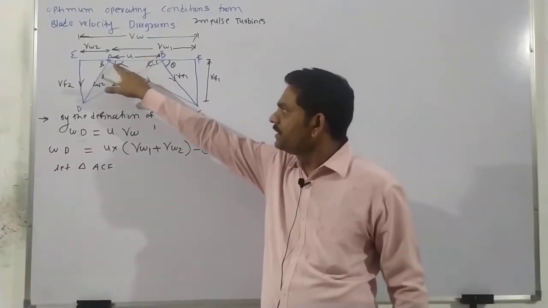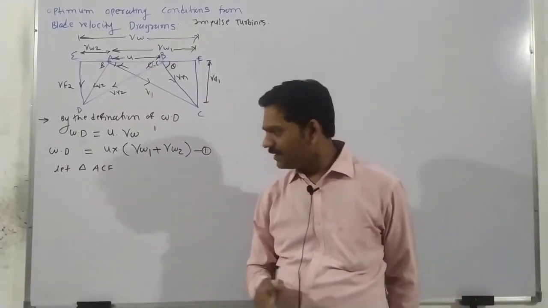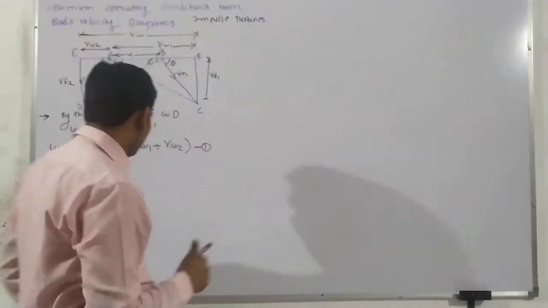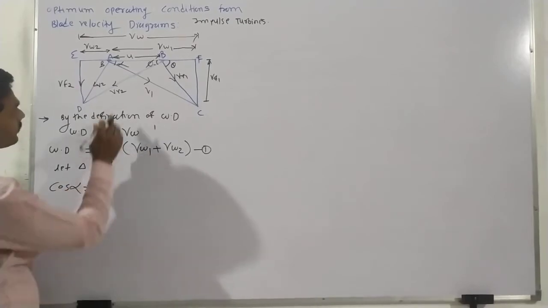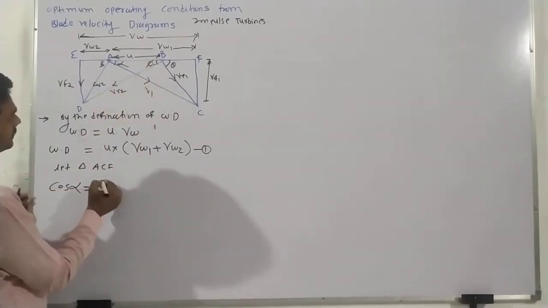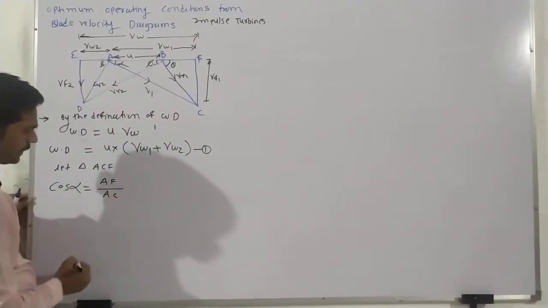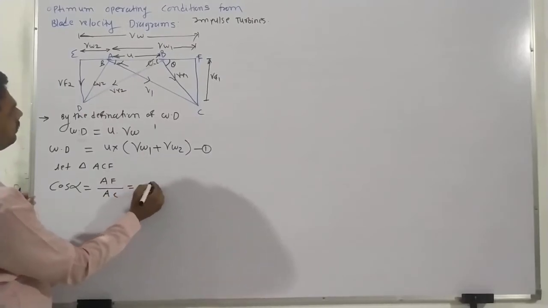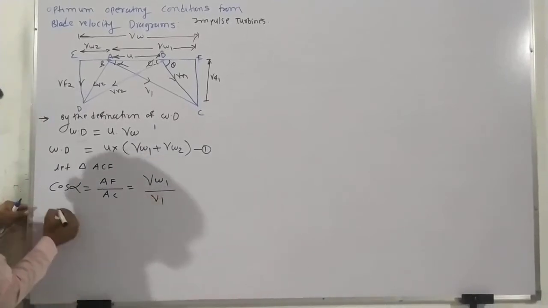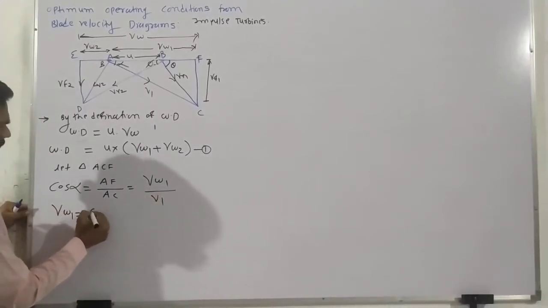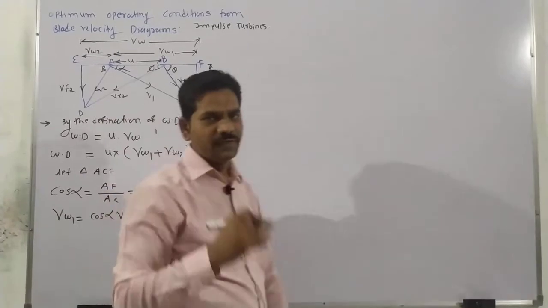In ACF, what is this angle? Alpha, the steam inlet angle. From this ACF, how do we define cos alpha? Cos alpha is equal to the adjacent side upon the hypotenuse, that is AF upon AC. AF is VW1, and AC is V1. So we get VW1 equal to cos alpha into V1. Suppose this is equation number 2.